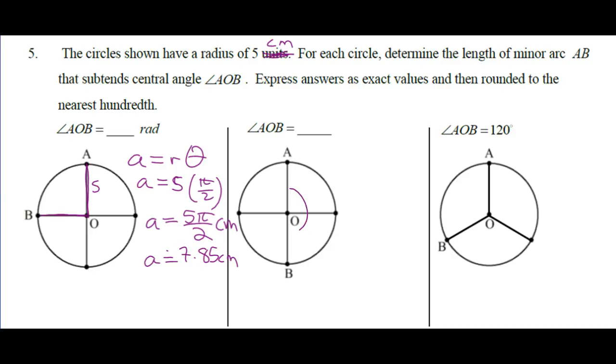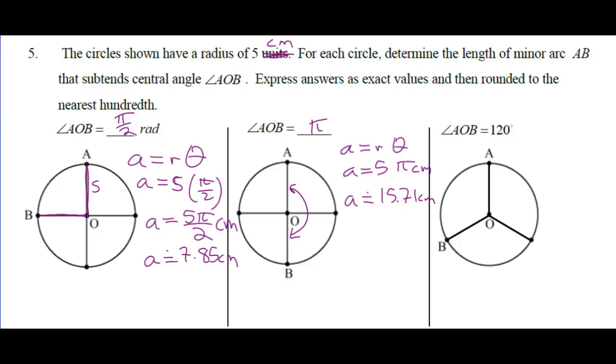Angle AOB. There's angle AOB. Oh, so what? This was pi over 2 radians. What's angle AOB? Pi. Okay, so half around the circle is pi radians. So A equals r theta. A is equal to 5 times pi. No, it's 5 pi, and it's centimeters. And then if you want that rounded, it's 15.71 centimeters, approximately equal to.